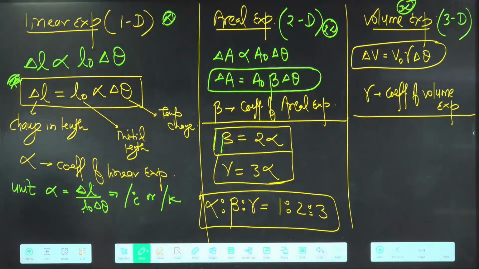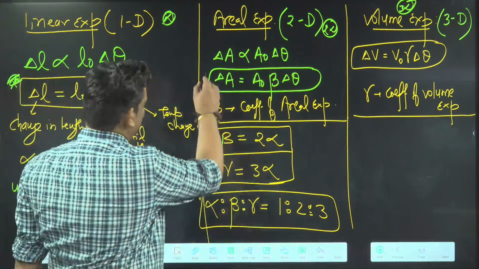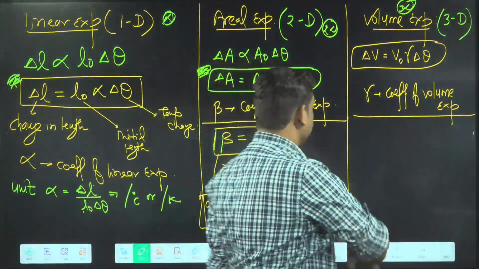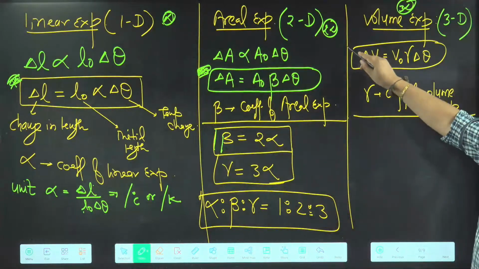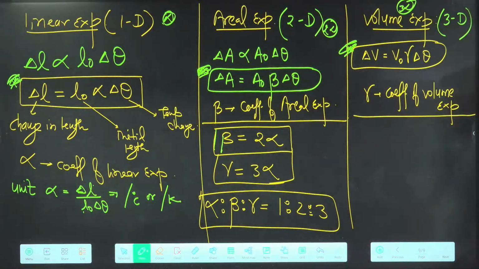I will take some questions on this. I hope you have written all the things. These are very basic things, probably you know them already, because you are not in the 11th class, you are in the long term. We have to remember all the formulas: delta L, delta A, and delta V. Okay, so I'm taking the next question.